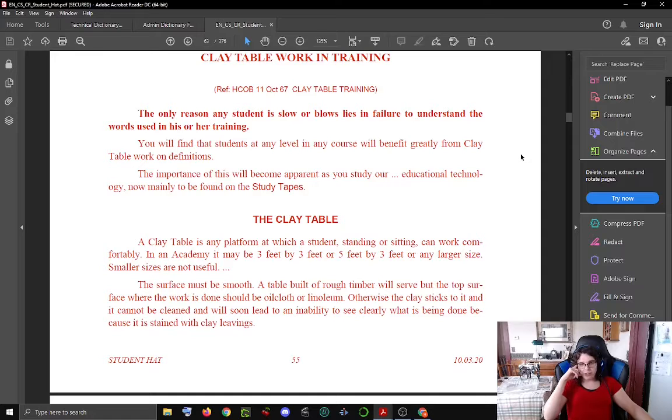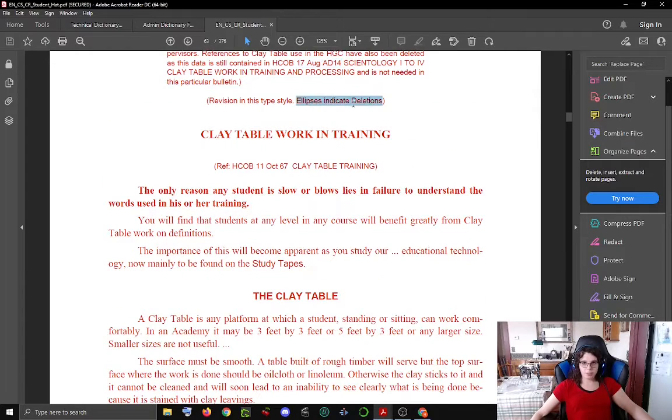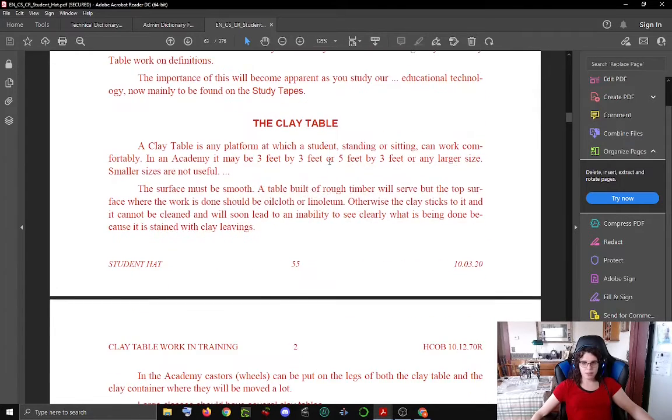You will find that students at any level in any course will benefit greatly from clay table work on definitions. The importance of this will become apparent as you study our educational technology, now mainly to be found on the study tapes. Ellipses indicate deletions.